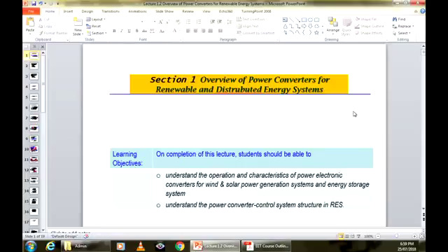And so when we finish this, you will understand the operational characteristics of power electronic converters for wind and solar generation and energy storage systems. Understand the power converter control system structure in renewable energy systems, but still an overview, not going into the depth of this topic. Okay.